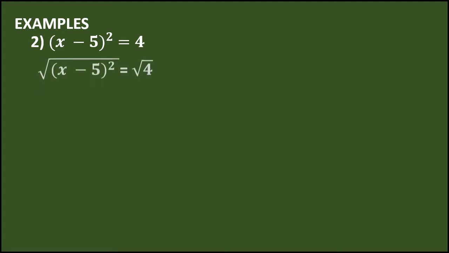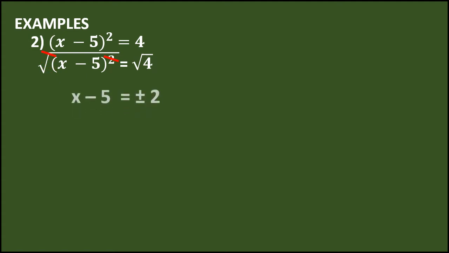Let us have now the second example, which is quantity x minus 5 quantity squared equals 4. Using the square root property, let us now take the square root of both sides of the equation. We have the square root of quantity x minus 5 squared equals the square root of 4. We can now cancel the 2 and the radical sign. It will become x minus 5 equals the square root of 4, which is positive and negative 2.